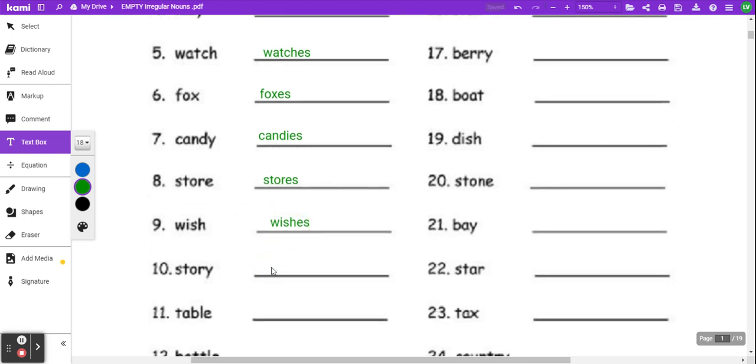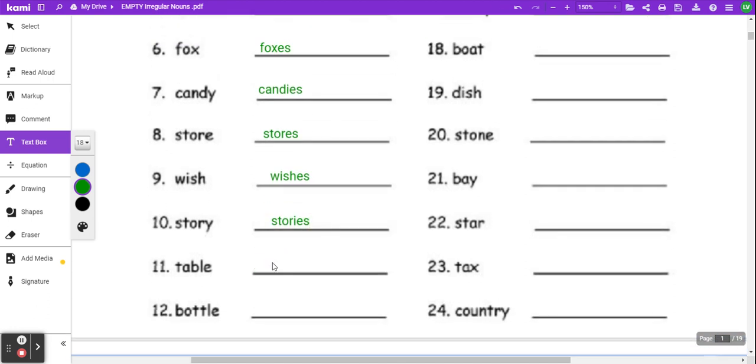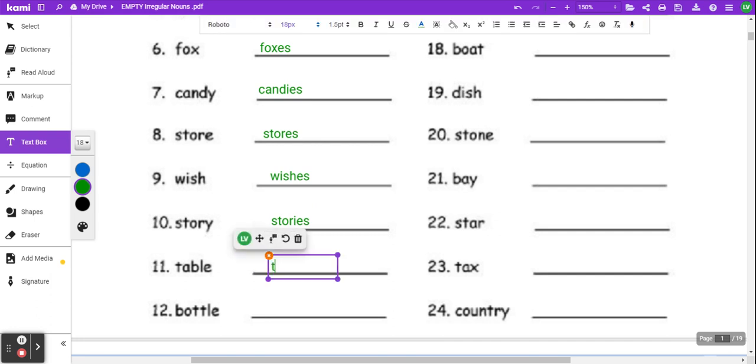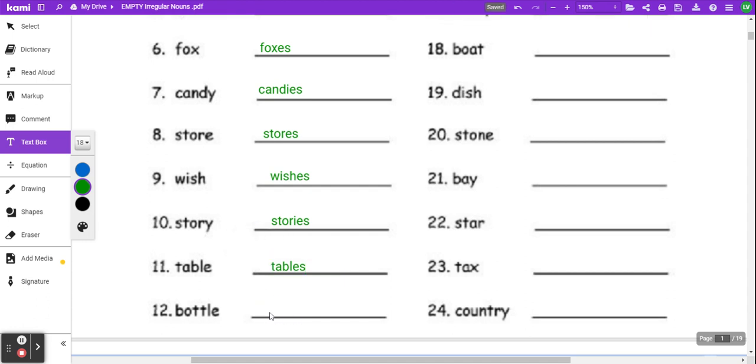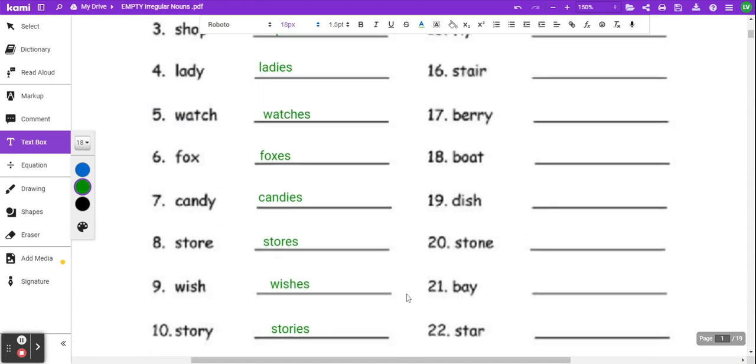Story. Stories. S-T-O-R-I-E-S, right? Porque la letra anterior de la Y is consonant. So we take away the Y, replace it with I-E-S. Table. Tables. ¿Qué se pone? Just an S. Solo una S. Tables. What about bottle? Bottles. What do we put? Just an S. We just add an S for bottles.